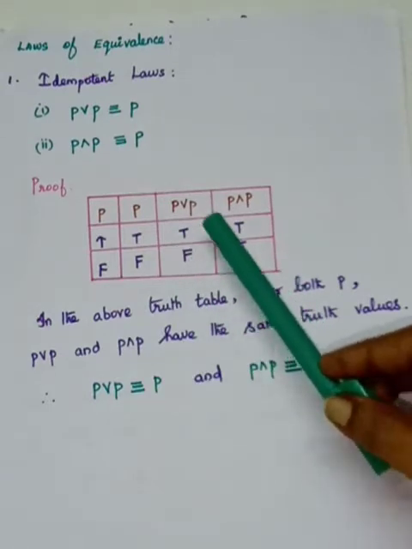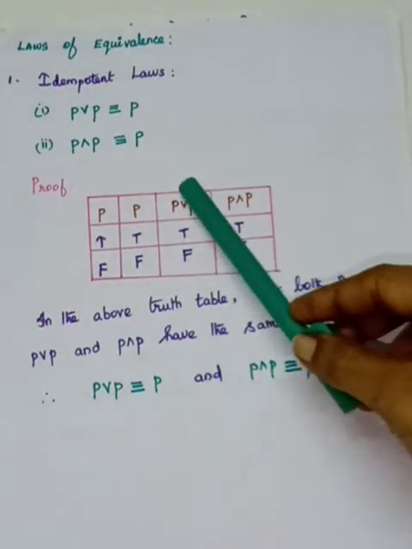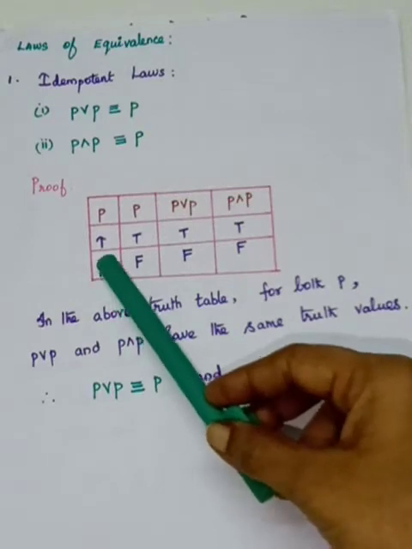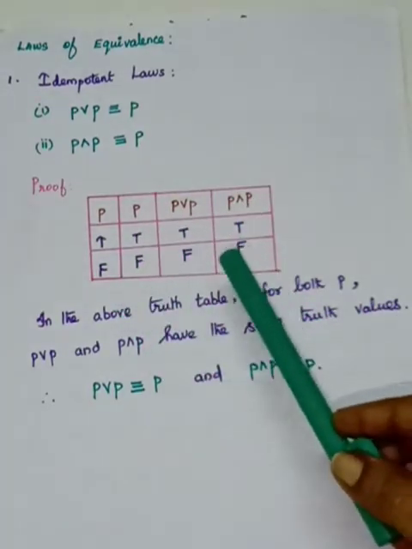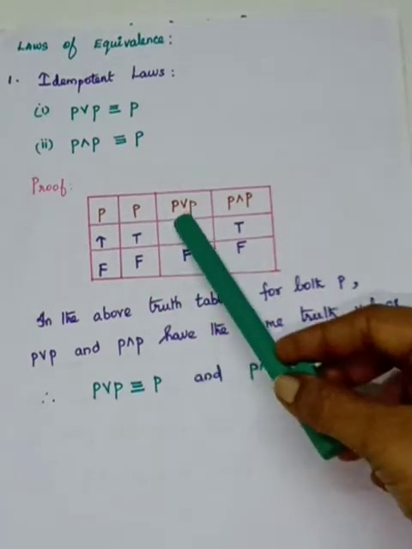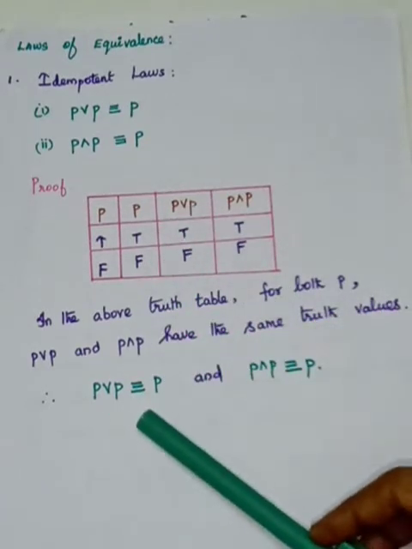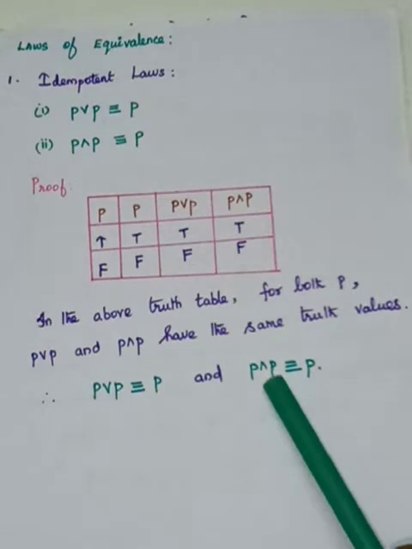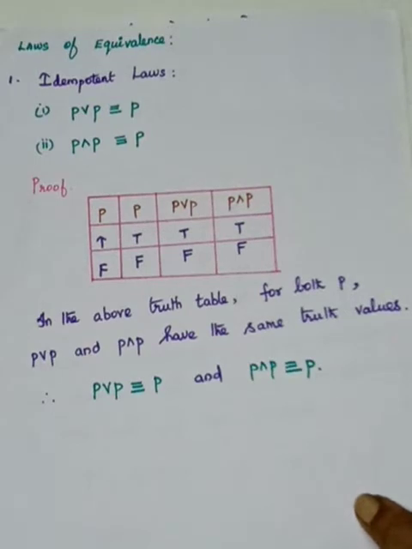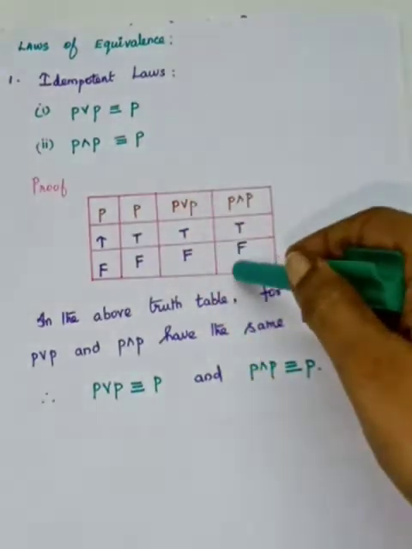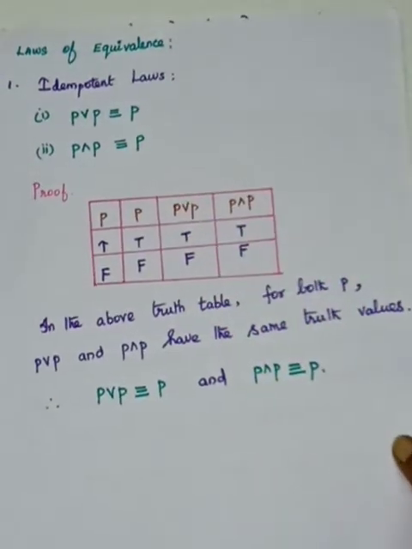You look at P or P and P and P, and see how they are identical. Therefore P or P is logically equivalent to P, and P and P also is logically equivalent to P. So it is called the idempotent law. In exams they can ask you to state and prove the idempotent laws. So you have to write the statement and give the truth table for the proof.